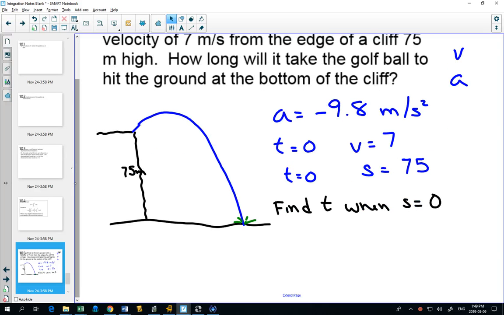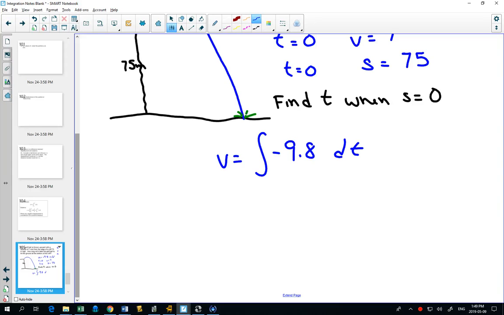So first of all, if I want to find my velocity formula, I could integrate negative 9.8 meters per second squared with respect to time. That would give my velocity formula to be negative 9.8t plus c. And since my initial velocity is 7, I know that c is equal to 7.